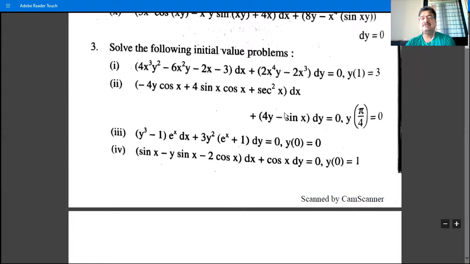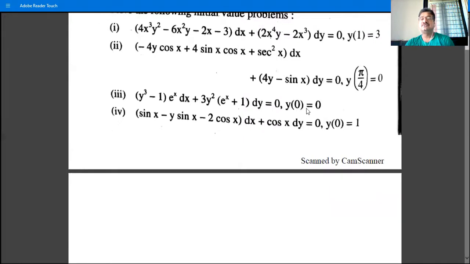Similarly, for this problem, first find the general solution of this differential equation. Show first that this differential equation is an exact differential equation, then find its solution, and then use this initial condition in the final answer. That is, substitute y(π/4) is equal to 0, meaning y is 0 if x is π/4. So substitute x is equal to π/4 and y is equal to 0 in the final answer of this problem, and find the value of c. And again, substitute that value of c in the final answer of this problem, and we get the required solution.